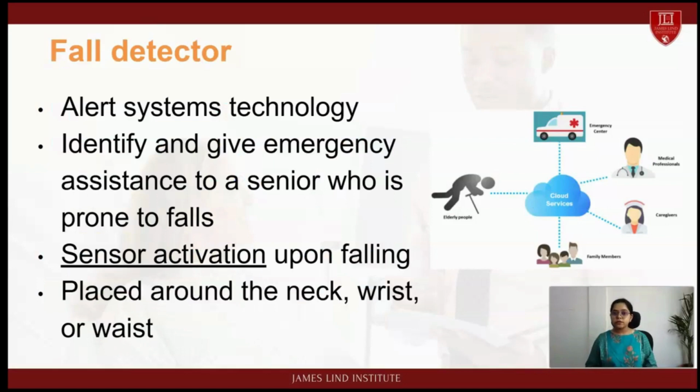Then we have fall detectors. Previously, in the first generation of telecare services, we had pendants for fall detection. These fall detectors are also present in the second generation of telecare services because they are based on alert system technology, and they identify and give emergency assistance to someone who is prone to falls. It is based on sensor activation that occurs after falling, and these are placed around the neck, the wrist, or even sometimes around the waist of the patient.